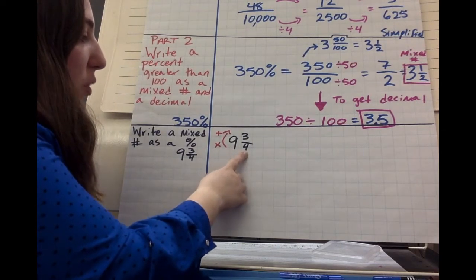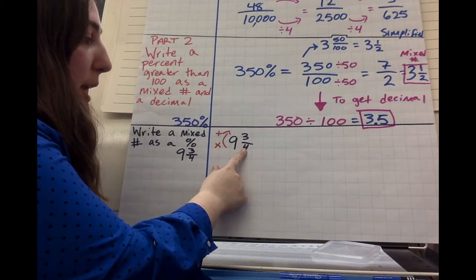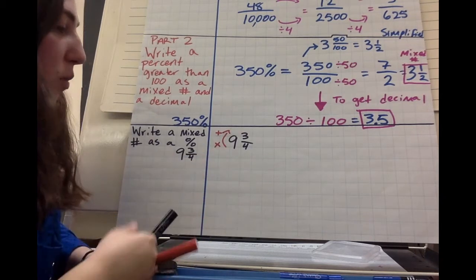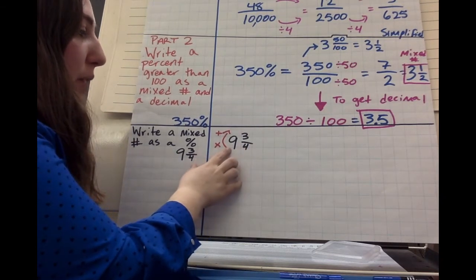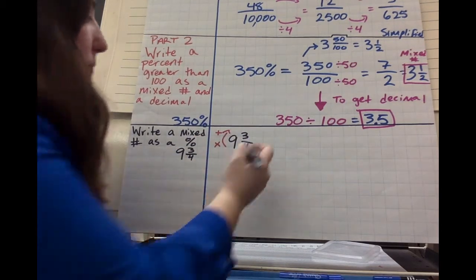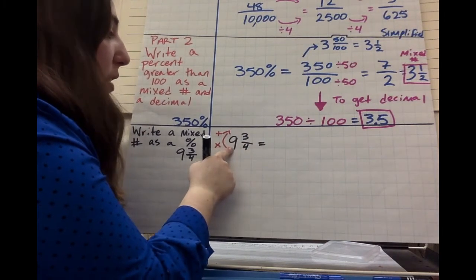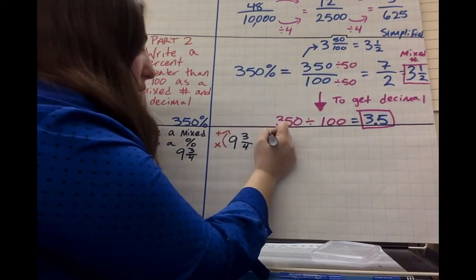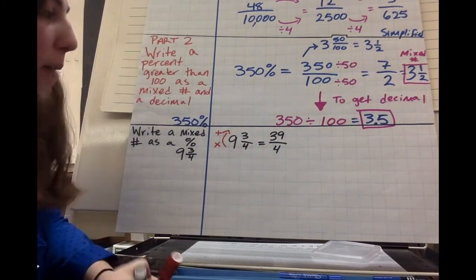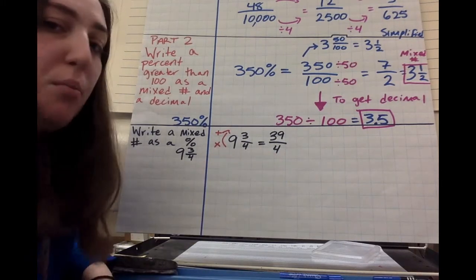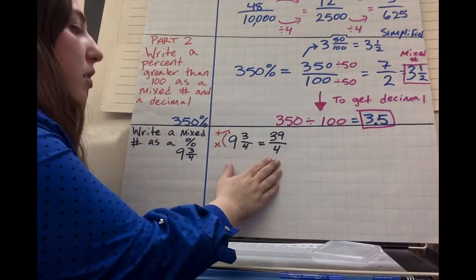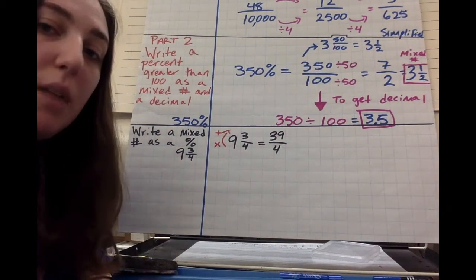So first, we're going to multiply our denominator, 4 times 9. And then whatever we get when we multiply 4 times 9, we're going to add that to the numerator. So 4 times 9 is 36, plus 3, you get 39, and then always over our denominator. So we just converted this mixed number to an improper fraction. Now we are going to convert this improper fraction into a percent.